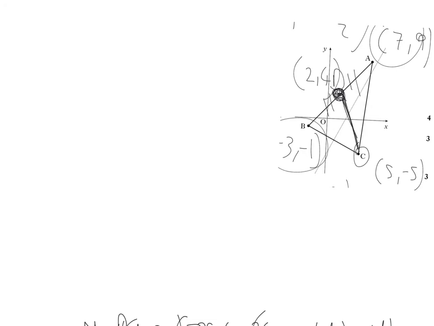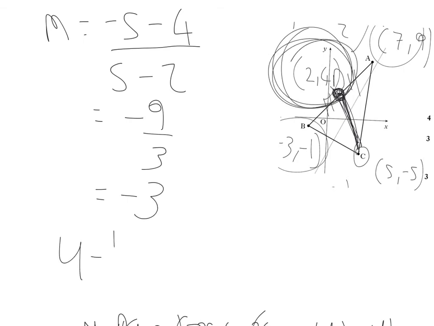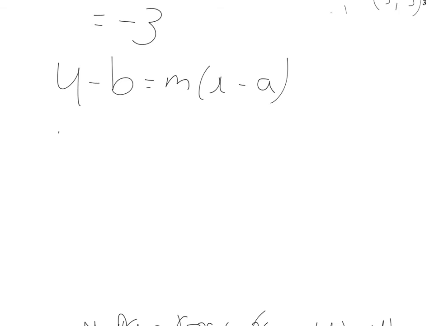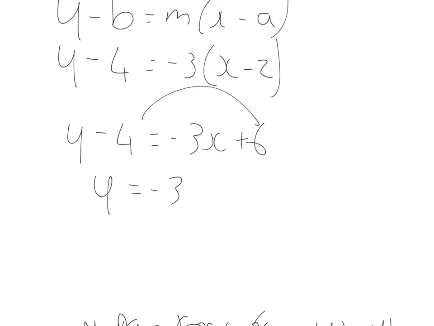I'm now going to find the gradient of the median. So that will be y2 minus y1 over x2 minus x1: (-5 minus 4) over (5 minus 2). That's -9 over 3, and that's -3. I then choose any point that lies on the line, so I'll choose this one here for y minus b equals m bracket x minus a. And that'll be y minus 4 equals -3 bracket x minus 2. That's y minus 4 equals -3x plus 6. Bring that over, and that's y equals -3x plus 10, and that's the equation of the median.